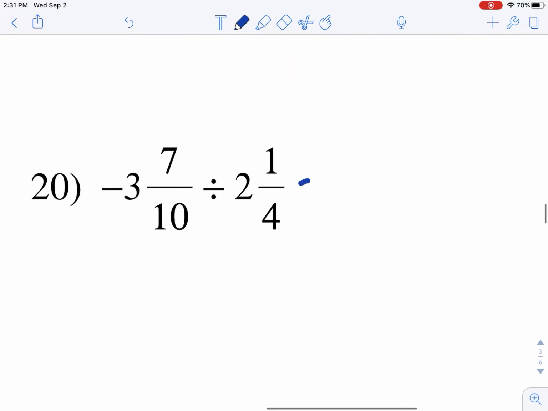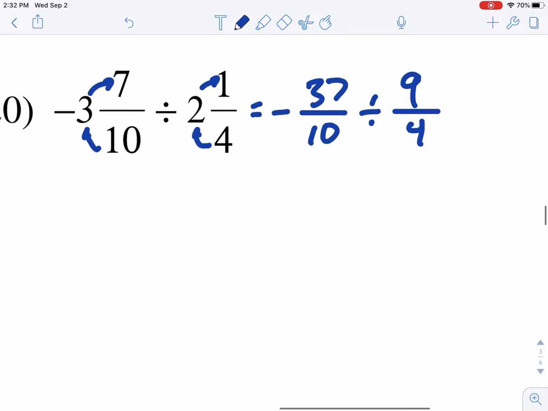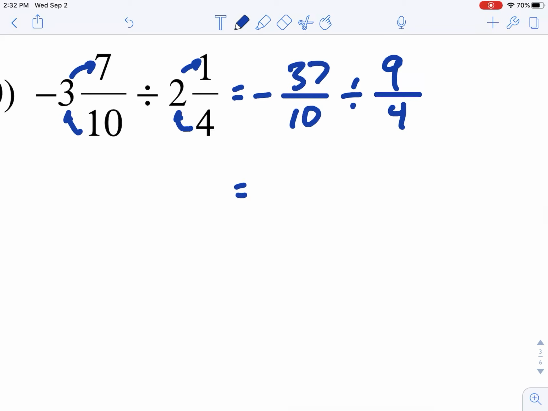Okay, so now I need to make both of these into improper fractions. 10 times 3 is 30. 30 plus 7 is 37. 37 tenths. 4 times 2 is 8. 8 plus 1 is 9. 9/4. Now I do my little keep, change, flip. So negative 37 tenths. Change this to times and flip the second one over. It's always the second one.